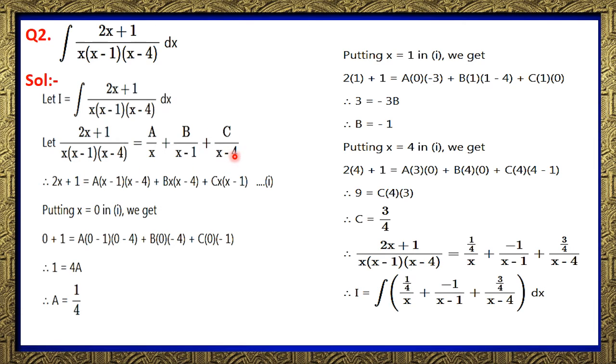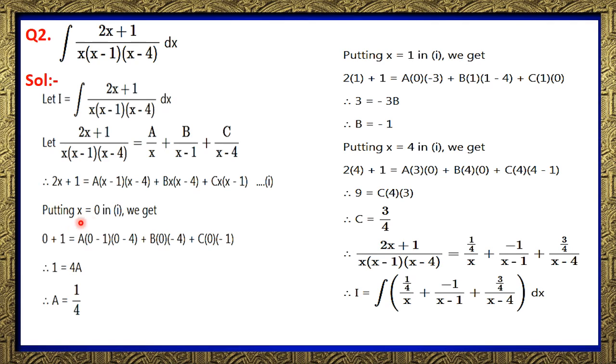Now we will remove the denominators by multiplying throughout by x into x minus 1 into x minus 4, and then the left hand side will become 2x plus 1 is equal to a into x minus 1 into x minus 4, as x is getting cancelled. Similarly b into x minus 4 plus c into x minus 1, equation number 1. Now put x is equal to 0, then we will get the value of a, and if you put x is equal to 1 then you will get the value of b, and if you put x is equal to 4 then you will get the value of c.